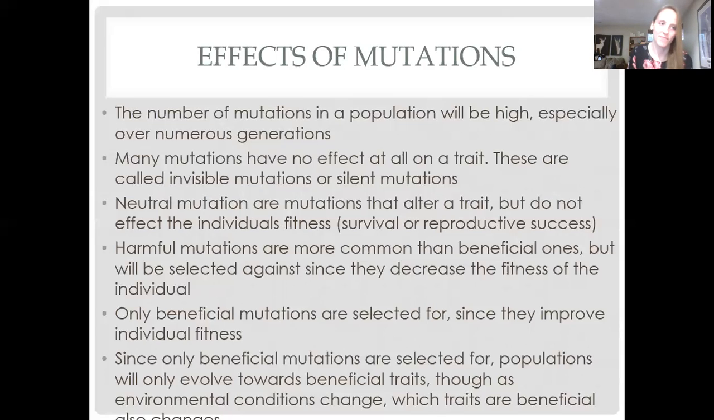So like hazel eye color is a mutation of brown eye color, but it's not an adaptation because it doesn't affect fitness. It's just a neutral mutation. It doesn't really matter. Harmful mutations are more common than beneficial ones, but because they decrease fitness, they're selected against, and so they don't build up in a population. Only beneficial mutations are actually selected for since they improve fitness. So those ones can build up over time in a population as they're selected for, and those are the ones that can cause a population to evolve.